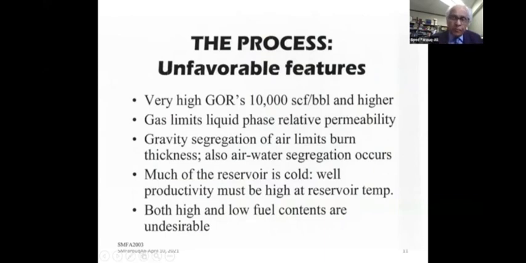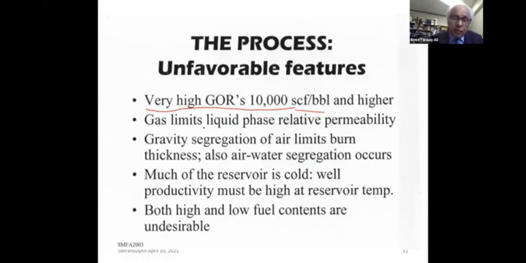Some of the unfavorable features, the biggest one is very high gas oil ratios. So we are producing oil at a gas oil ratio of 4, 5, 10,000, 10, 20,000, 30,000. I've seen even 100,000 SCF per barrel. So 10,000 SCF per barrel is 2,000 cubic meters per cubic meter.